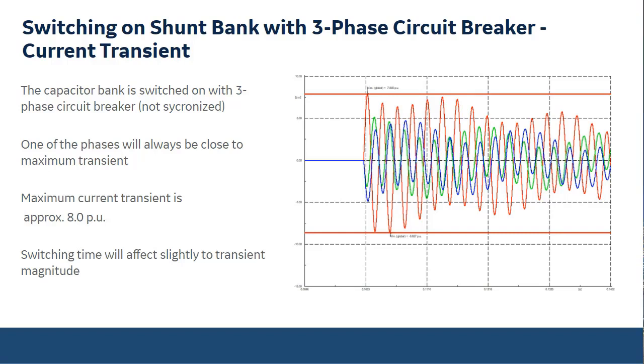Switching time, of course, will slightly affect the transient magnitude, but in this case, when I have made it, it's around 8 PU. It can be 7 or a little bit higher, depending again on the exact moment, which the bank really depends on. But it's very close to this anyway. So you can see it's quite high. It's 8.0.